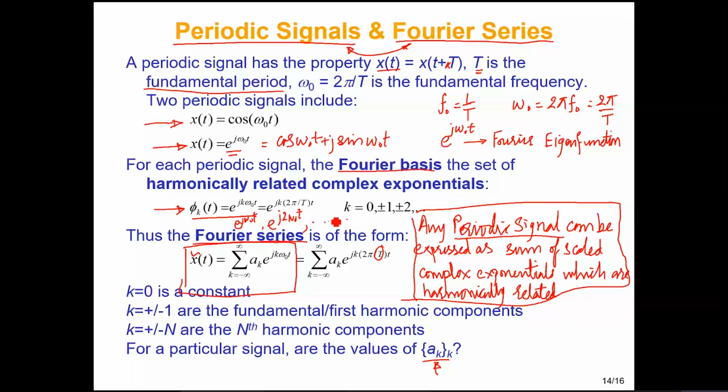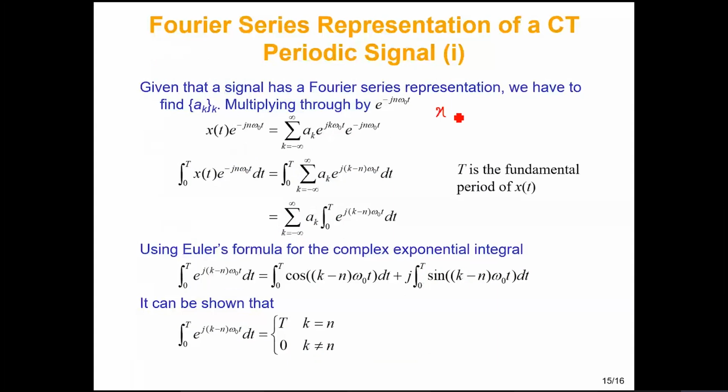So the formula that we had for the Fourier series was basically the sum of a_k e raised to the power of jk omega naught t, for k equal to minus infinity to infinity. Now, if we multiply both sides by e raised to the power of minus j n omega naught t, this is what you will end up having. So we are just multiplying both sides by e raised to the power of minus j n omega naught t.